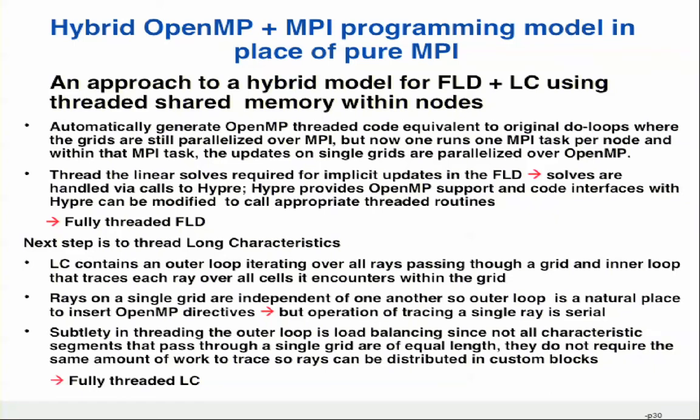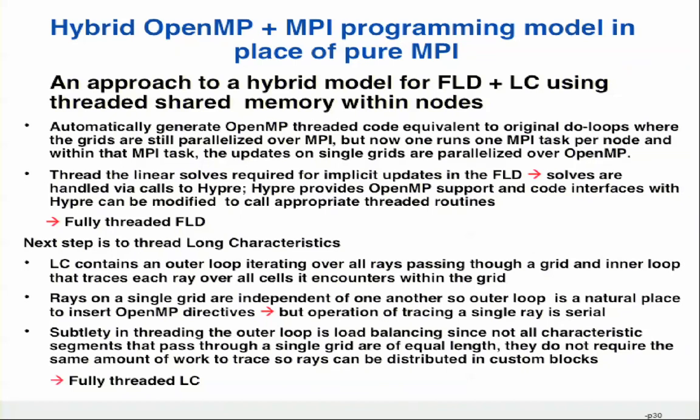This is a bit of a more difficult problem, because you have implicit solves. You have highly non-local operators with radiative transfer, something you don't have in just ray trace. So you have to thread the linear solves for the implicit updates in the FLD. Now, we get these solves via calls to Hypre. Hypre provides OpenMP support, and code interfaces with Hypre can be modified. And this can, in the end, result in a coupled FLD.